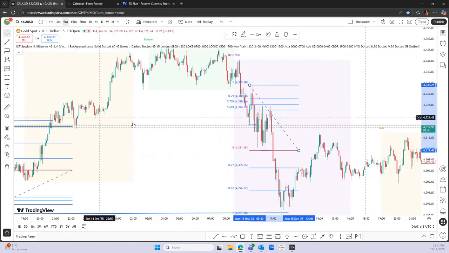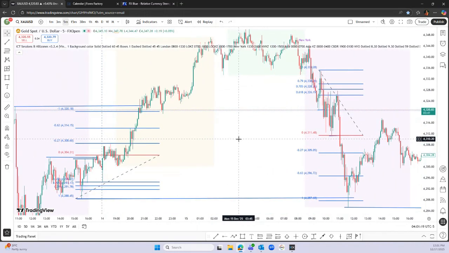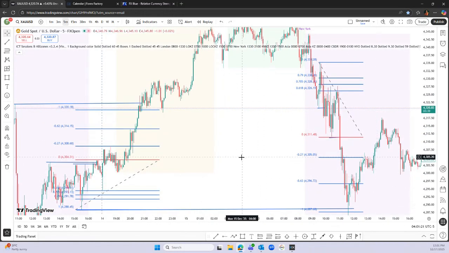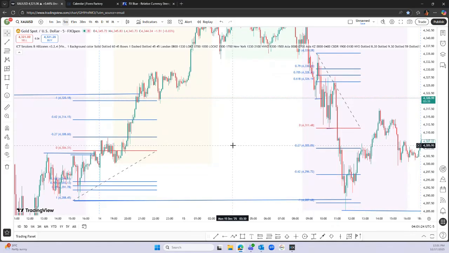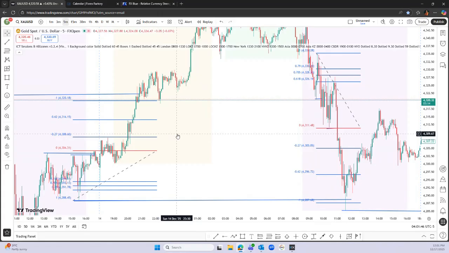That does not mean that you take the setup. Of course you want some confluences, and confluences are what basically make a trade higher probability. So before I take the trade, I will look at the confluence zones, which will give me high probability trades. When you're using this Fibonacci, it becomes high probability only if you align it with an order block, a fair value gap, a liquidity pool, or maybe a displaced candle or market structure shift.